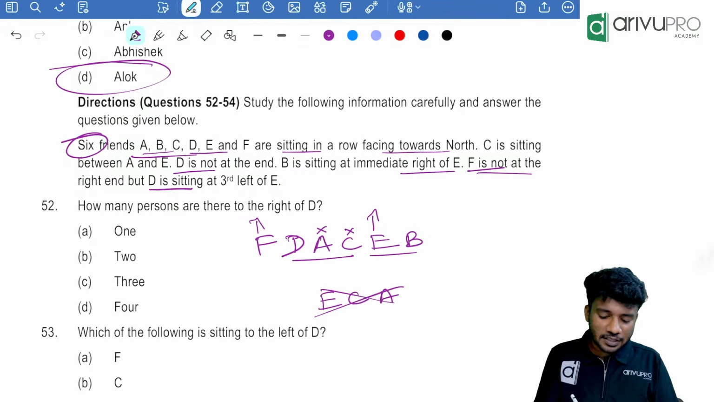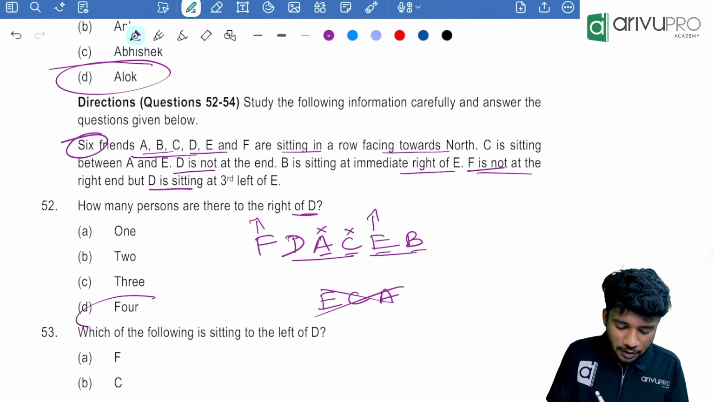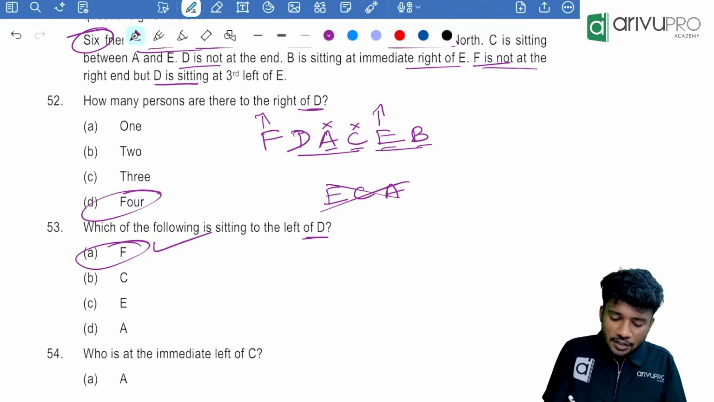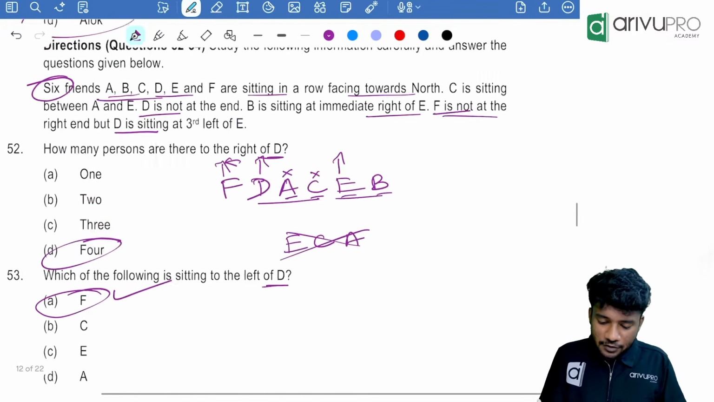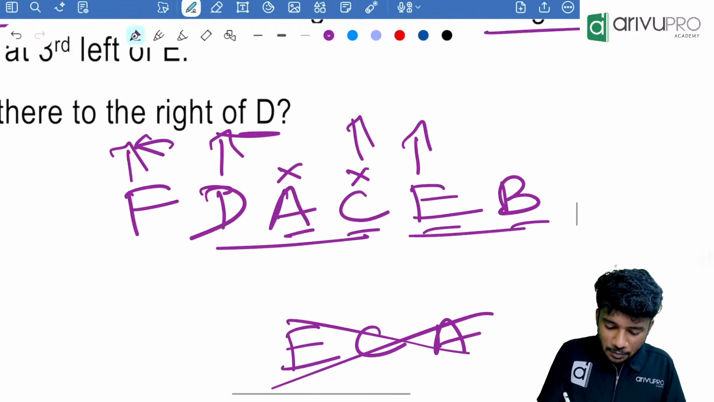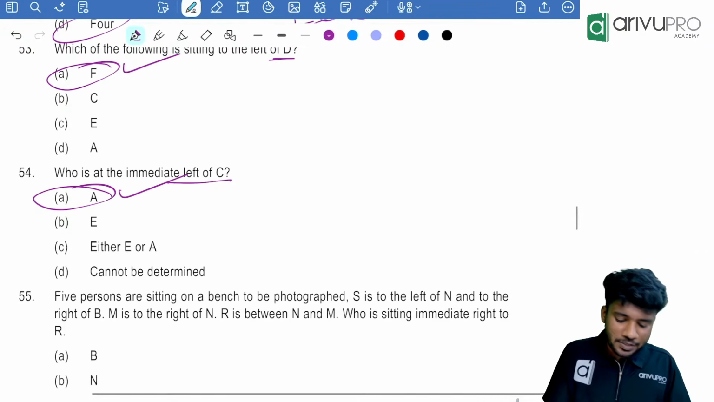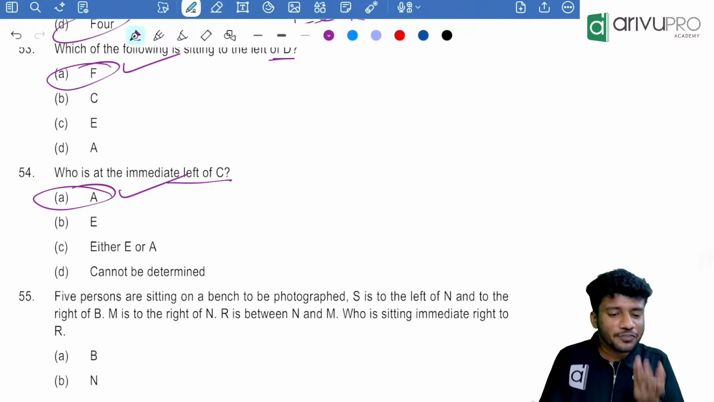Now, how many persons are there to the right of D? How many people are there? 1, 2, 3, 4 people are there. Then which of the following is sitting left of D? Left means this direction, F is sitting. Then who is immediate left of C? Immediate left, A is sitting. Which option is the answer? Option A is the answer. Direct answer. You got 3 marks out of it in a few seconds.